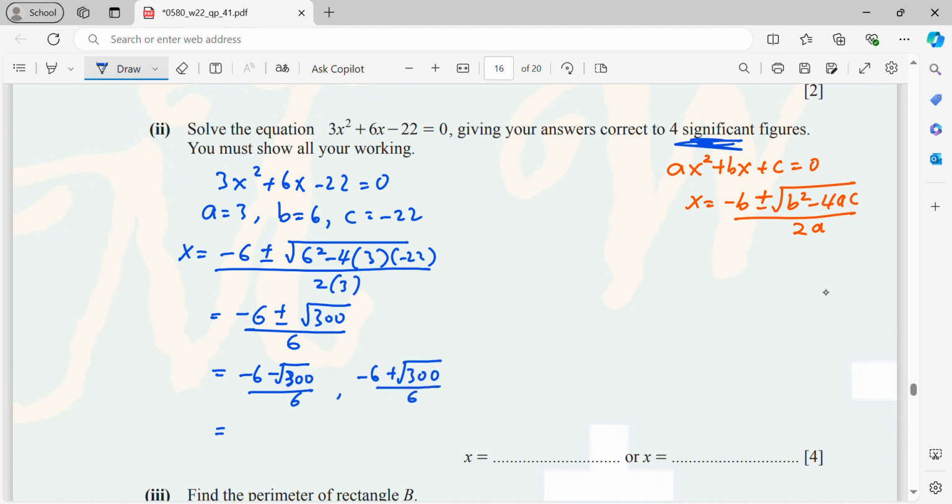So from here, now look at the question, 4 significant figures. You will get negative 3.887 and the other one is 1.887. So these are the two values of x.